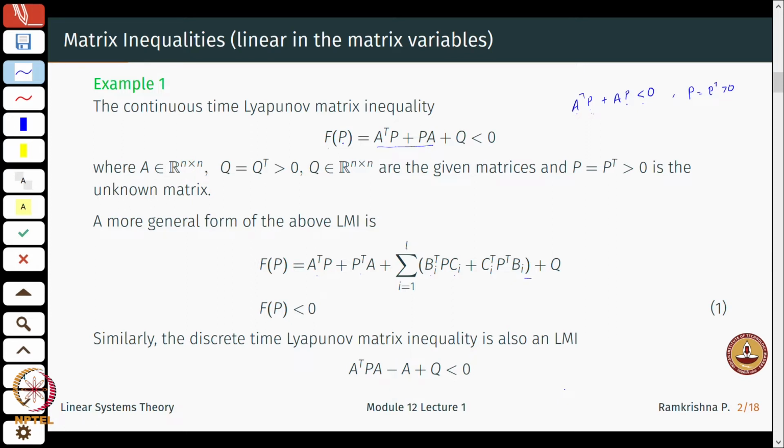Similarly, I have the discrete time Lyapunov matrix inequality. This was also a linear matrix inequality. You can check that this inequality, A transpose P A minus P less than 0, was also linear in P.